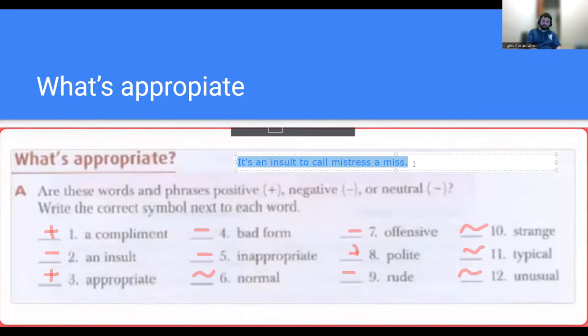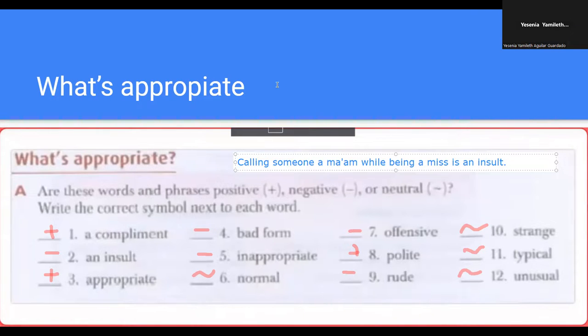So guys, you can use this to initiate your infinitive phrases. We can also use them as gerunds. So you can say, calling someone a ma'am while being a miss is an insult. So if you want to turn it around, this is the way that you would do this, right?